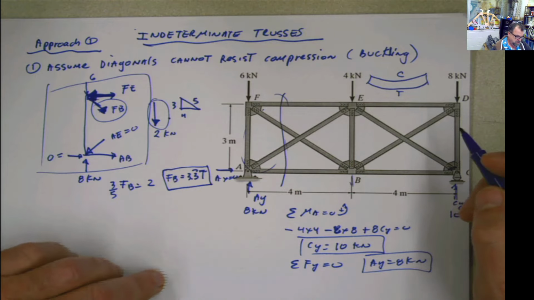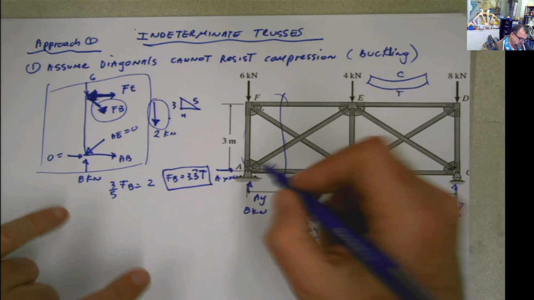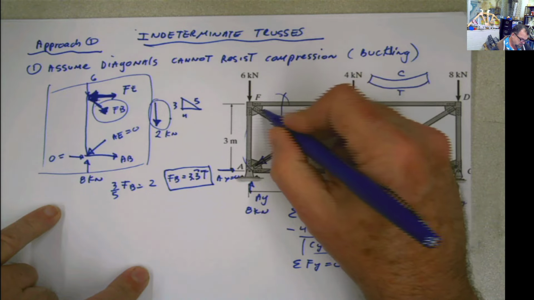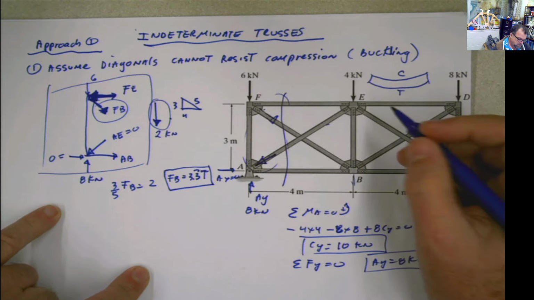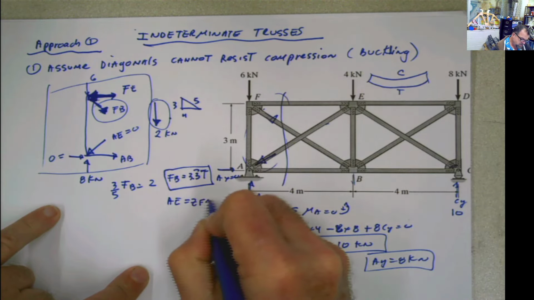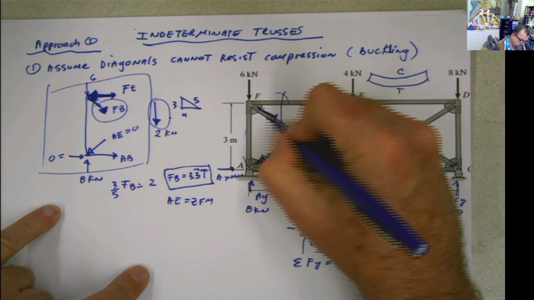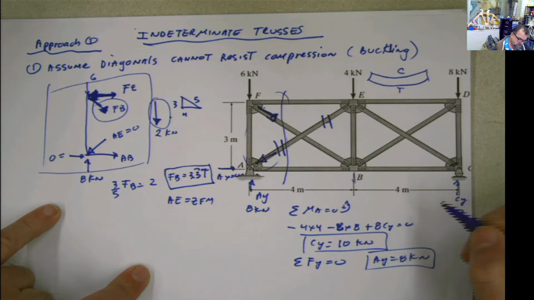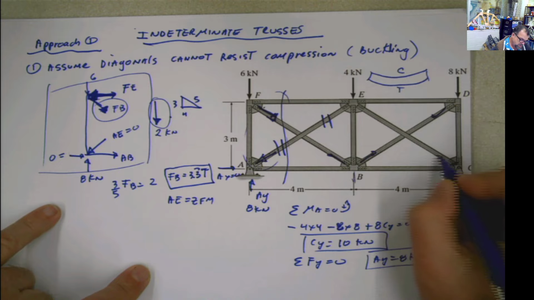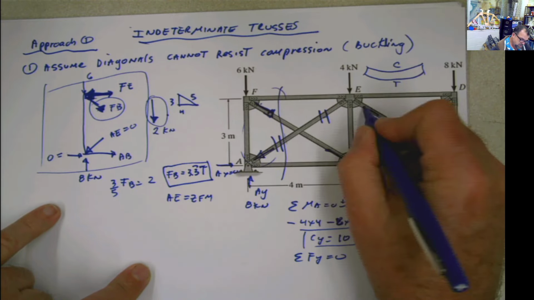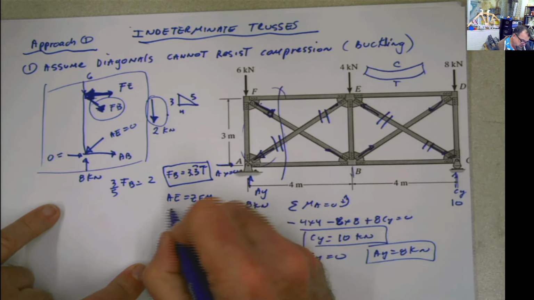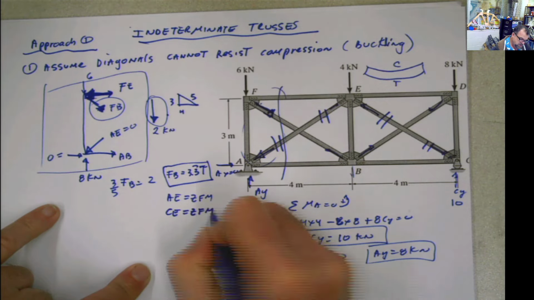So basically I said, if I know this is in compression here, and I know this is in tension, and I know this is not going to work, well, guess what? AE is a zero force member. So this bar doesn't exist. Same thing, if I know from this one, this is tension, right? And this is going to be in compression. So this one, which is CE, is also zero. It's a zero force member because it's in compression.